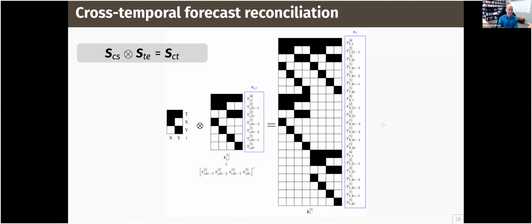Okay, so you can see that if I had a big problem like weekly data or monthly data and hundreds or thousands of cross-sectional series, this is going to get enormous. But mathematically, everything will work just the same.